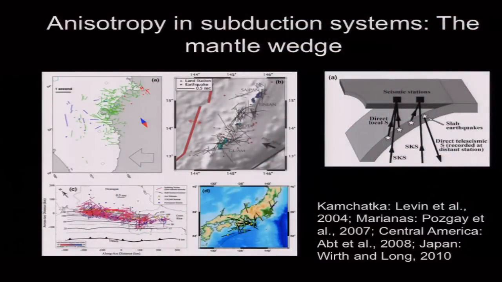So quickly, just to show a selection of observations of anisotropy in the mantle wedge. These are all shear wave splitting studies that use shear waves originating from slab earthquakes, which really only sample the mantle wedge. This is Kamchatka, the Marianas, Central America, and Japan. I'm not going to talk through the details of all this, but I hope your takeaway, looking at this collection of observations, is that shear wave splitting in the mantle wedge is hideously complicated, very complex.